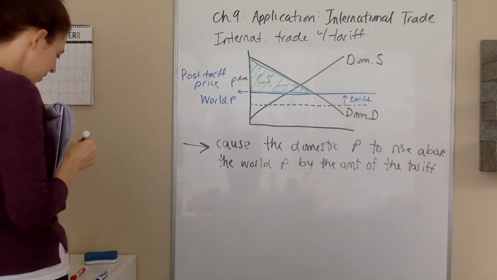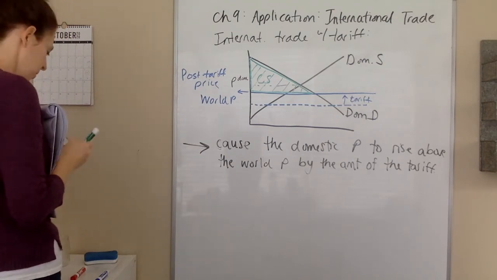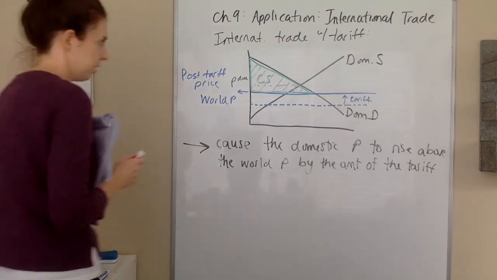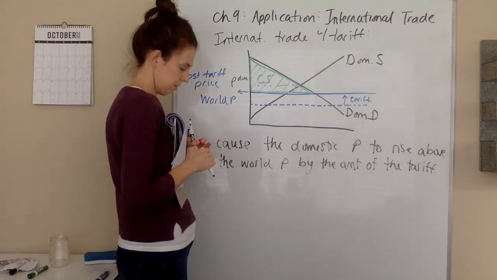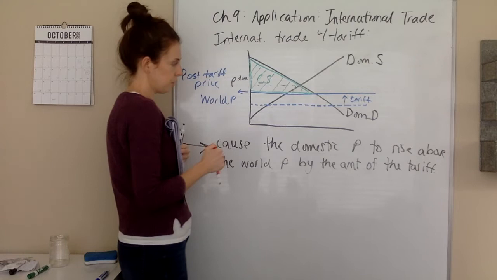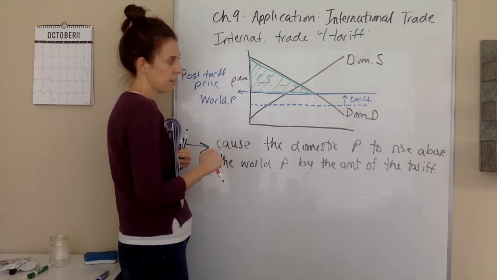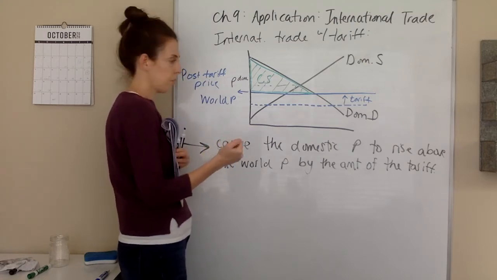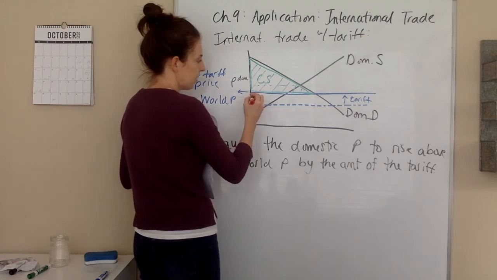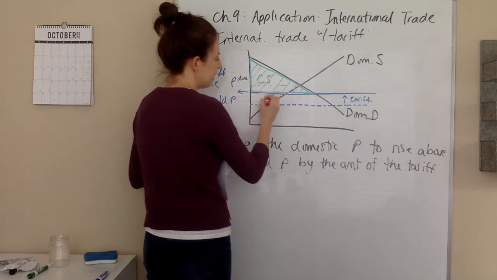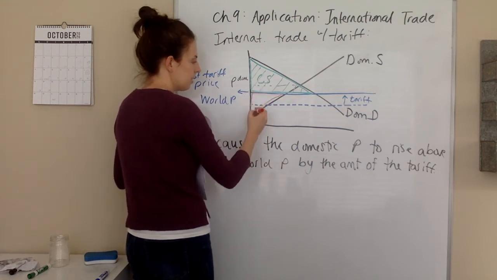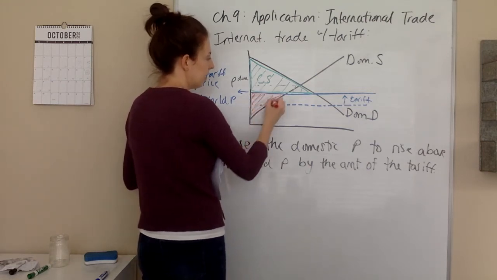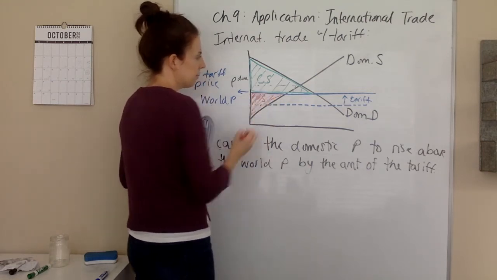Okay, let's now think about producer surplus in the home country. In the domestic country, the producer surplus is the area that's underneath the relevant price and above the supply curve. So this is now the relevant price, and here's the supply curve. So this area in here is going to be producer surplus.